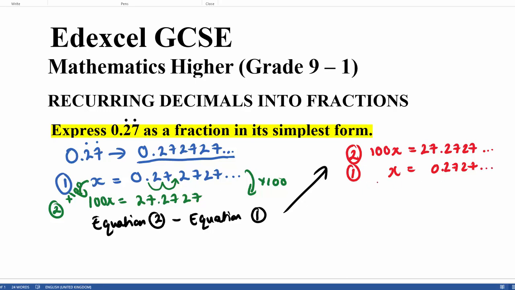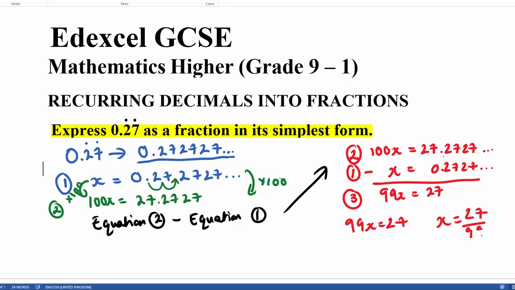Okay, so let's subtract these. 100x take away x is just 99x. Notice here and here, those will subtract to give you 0. So that's just going to become 27. Now, let's call this equation 3. Now, we've got 99x is equal to 27. We're going to divide both sides by 99. Okay? That's going to become x is equal to 27 over 99.